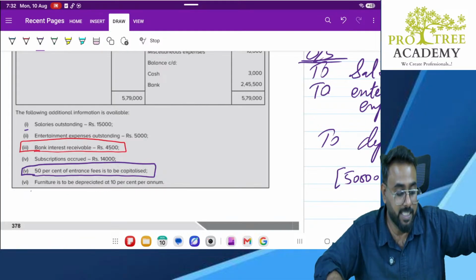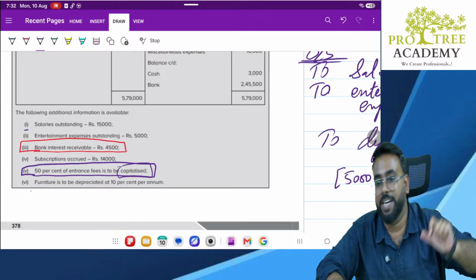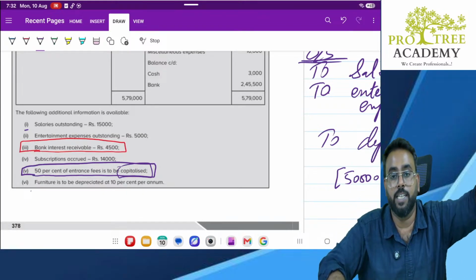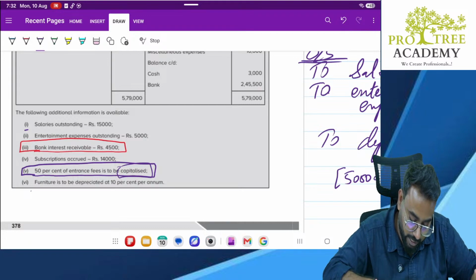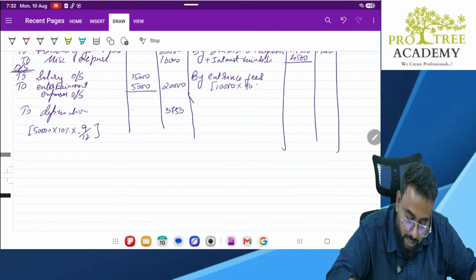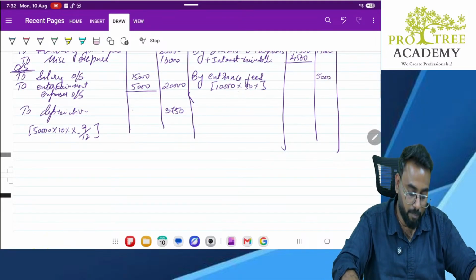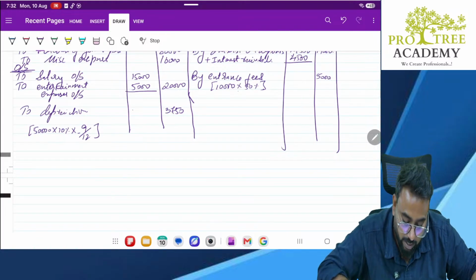Capitalized means it is considered as capital receipts. So 50% needs to be treated as capital receipts. 50% can be treated as revenue receipts. Clear? So 50% as capital, 50% as revenue. So only 5,000 will be treated as your income. Only 5,000 will be treated as your income.